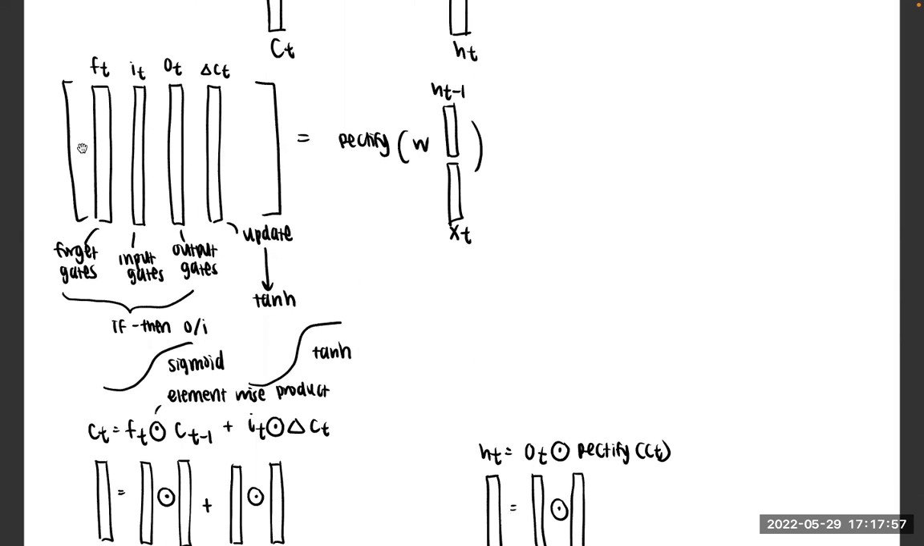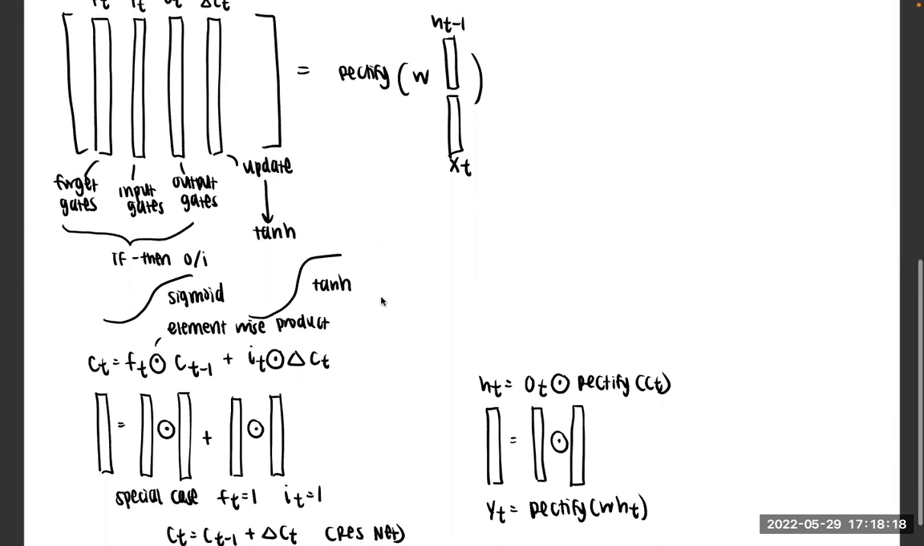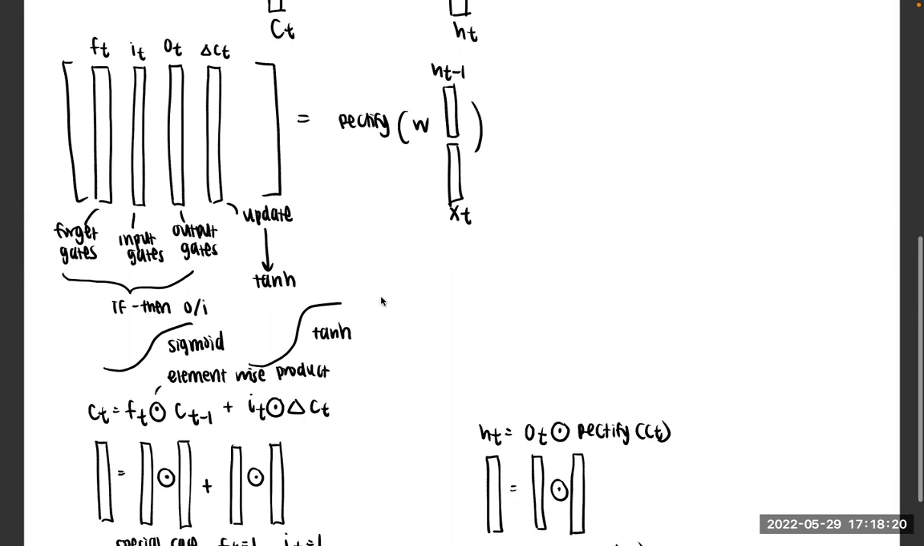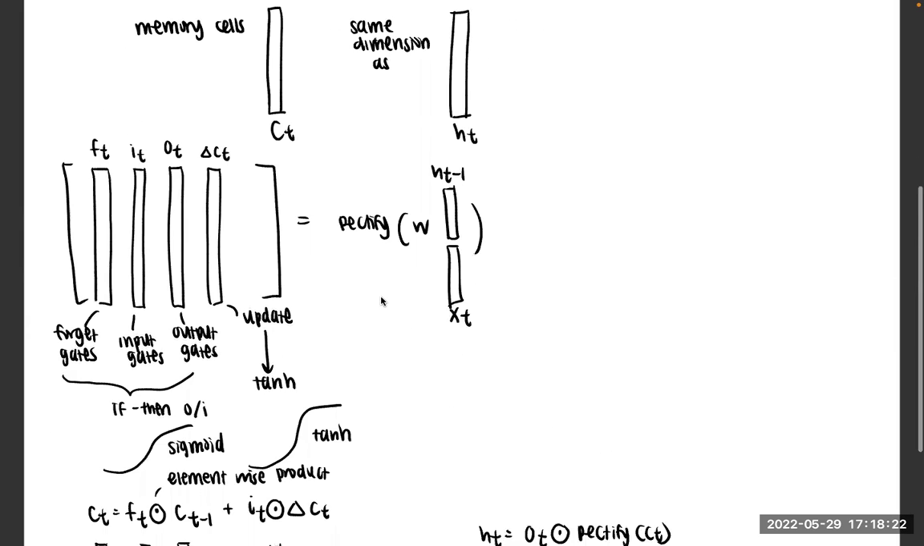And those gates, supposedly, are binary, but to make things continuous and differentiable, which is important for backpropagation training of neural networks, we use sigmoid to mimic this binary gate. And we use tanh to rectify this update to keep it within a certain range. Okay, so this is the basic idea for LSTM.